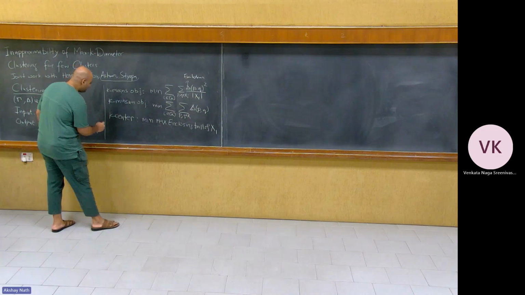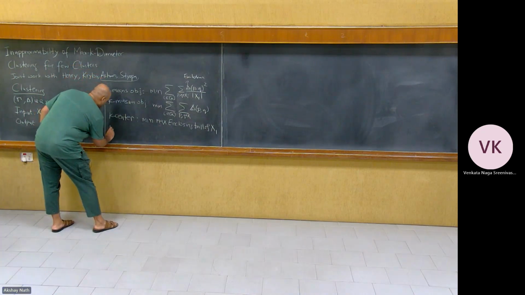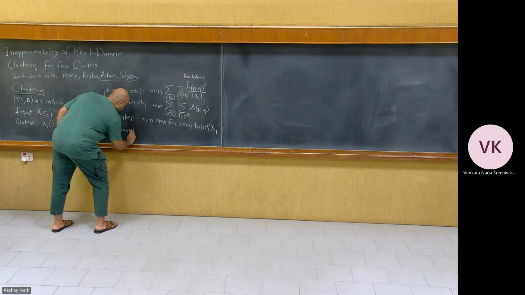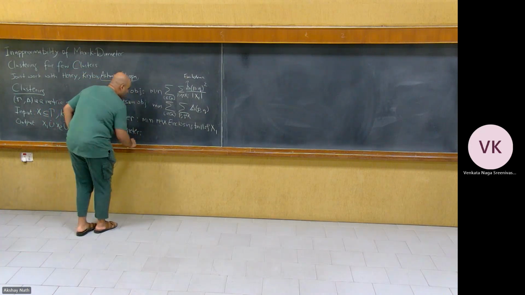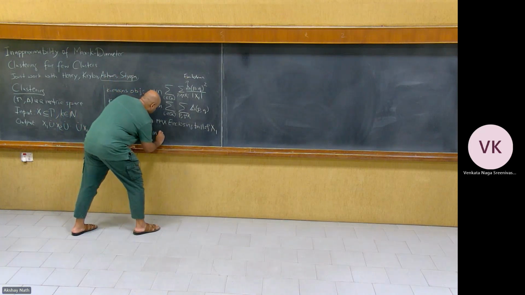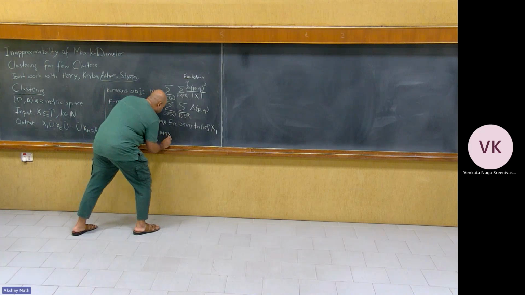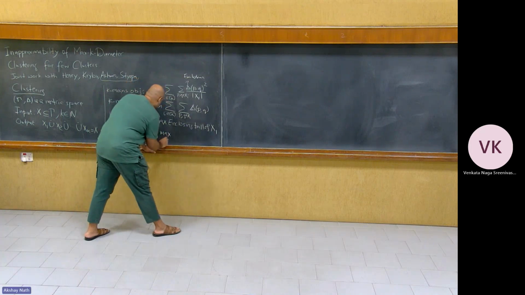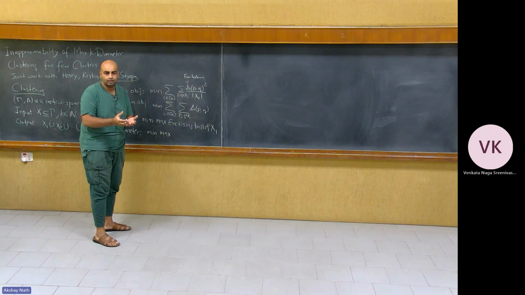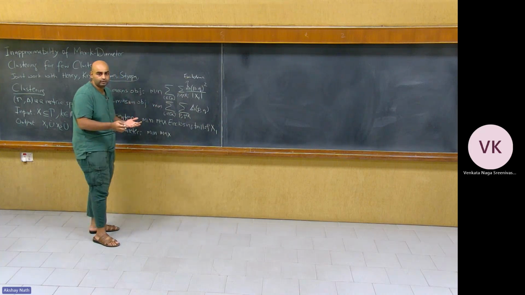And what we are interested in is k-diameter, which is to minimize the max distance. Look at each cluster and you look at the diameter of it, and you want to minimize the maximum diameter.